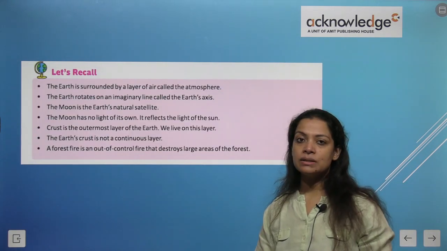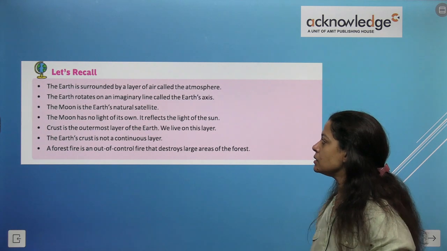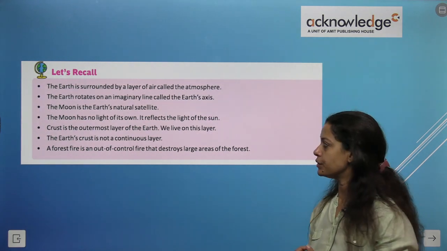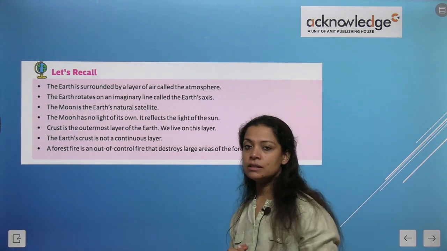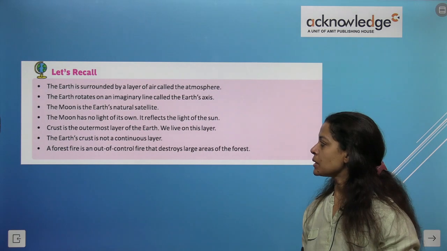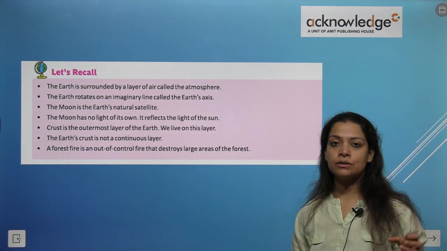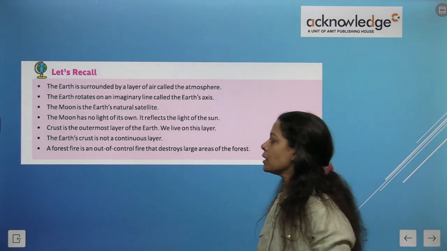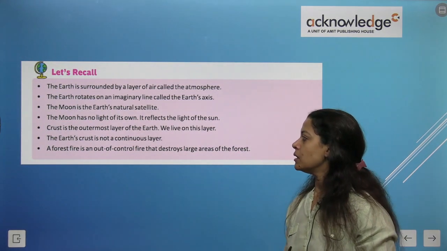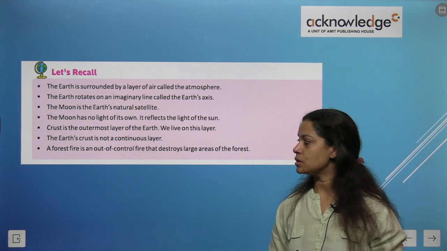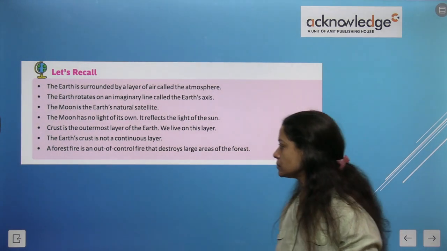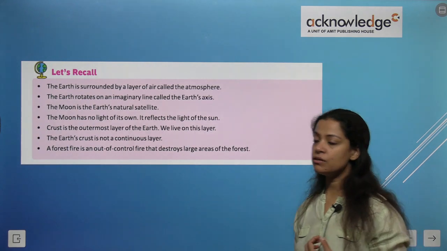Now let's recall once again what we have studied here. Earth is surrounded by a layer of air called the atmosphere. Earth rotates on an imaginary line called its axis. Moon is the Earth's natural satellite. Moon has no light of its own. It uses sunlight to illuminate. Crust is the outermost layer of the Earth. We live on this layer. Earth's crust is not a continuous layer. Forest fire is an out of control fire that destroys large areas of the forest.